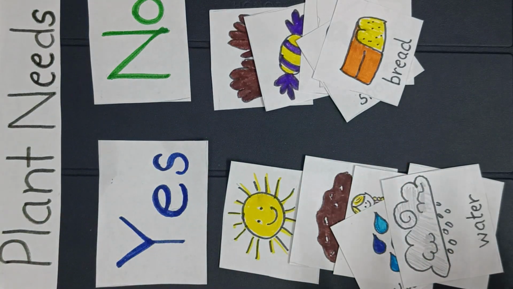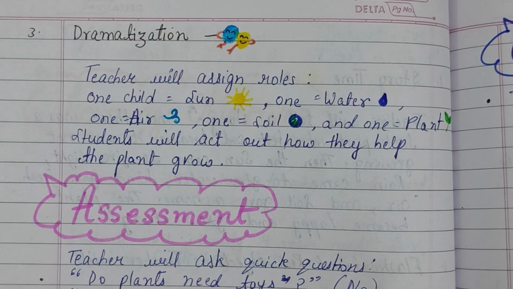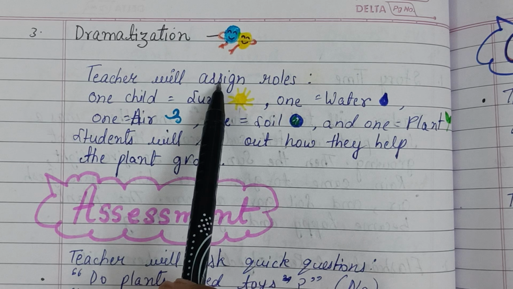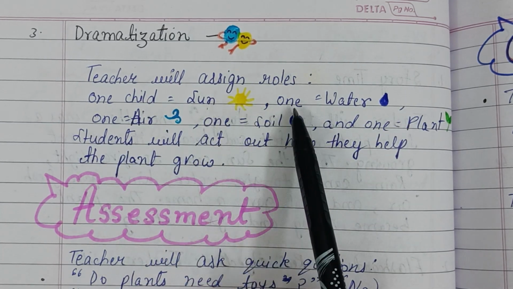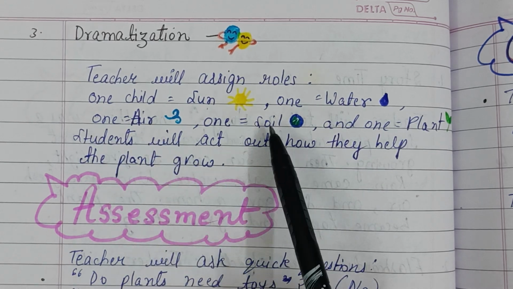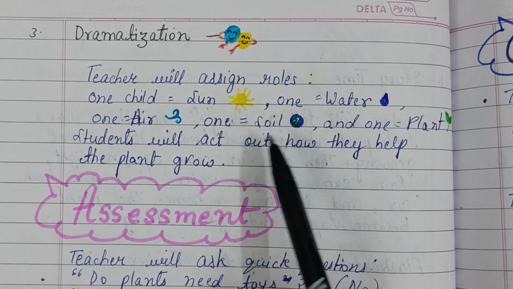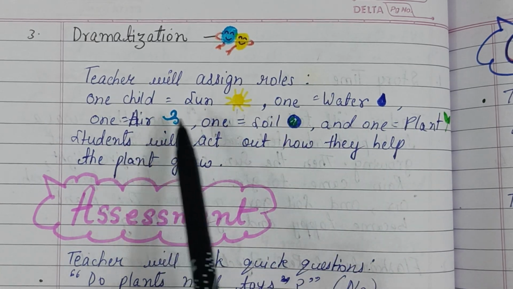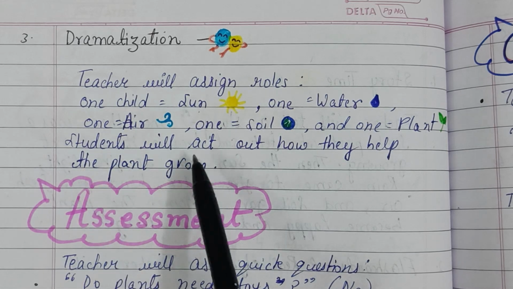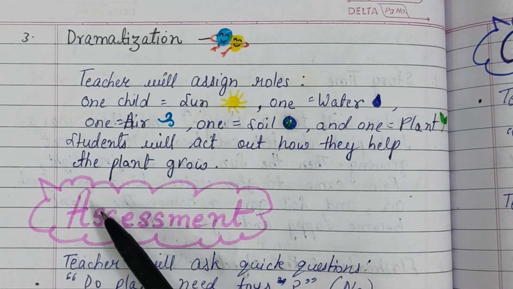So students will place the flashcards like this, and they will mix and sort what plants need versus don't need. So after the sorting activity, the next one is dramatization, in which teacher will assign roles to the students. One child will become sun, one water, one air, one soil, and one plant. And then students will act out how they help the plant to grow.